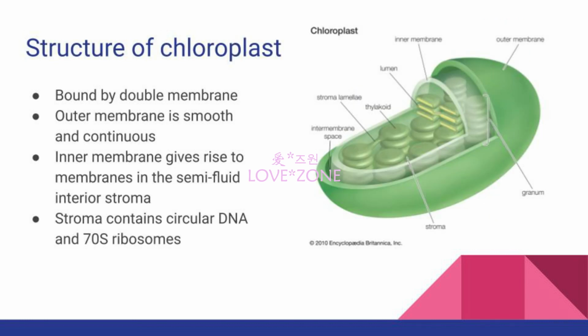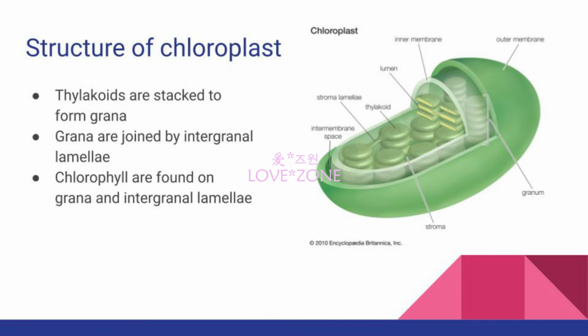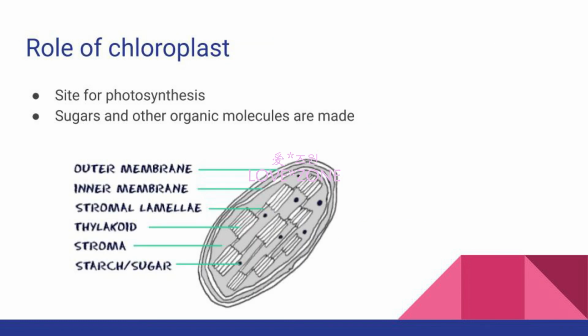Chloroplasts are bound by double membranes. The outer membrane is smooth and continuous while the inner membrane gives rise to membranes in the semi-fluid interior stroma. The stroma contains circular deoxyribonucleic acid and 70S ribosomes. Thylakoids are stacked to form grana, which are joined by the intergranal lamella. Chlorophyll, a photosynthetic pigment, is found on grana and intergranal lamella. Chloroplasts function as sites for photosynthesis. Sugars and other organic molecules are made in the process.